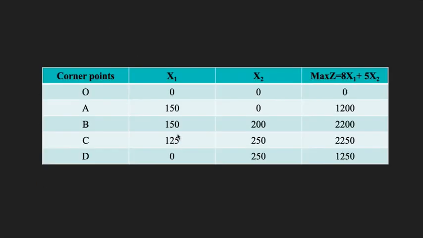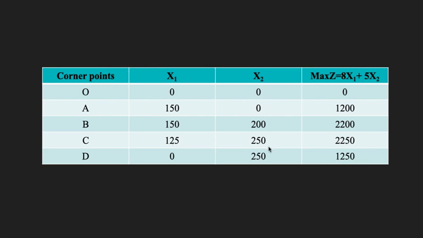Now when we substitute the value of x1 is equal to 125 and x2 is 250, here 5 into 250, and when we simplify it, we are going to get 2250. Here the maximum value is 2250. It is attained at point C, where we have x1 is equal to 125 and x2 is equal to 250.